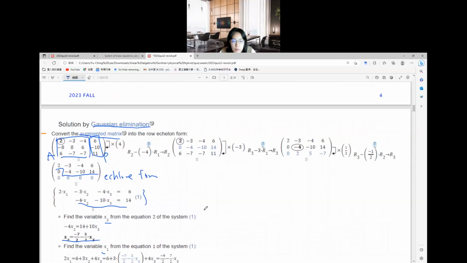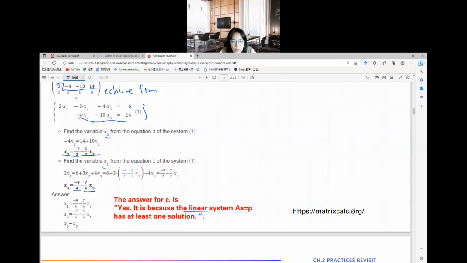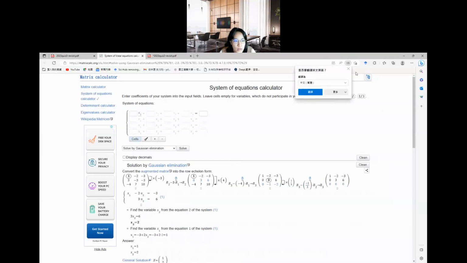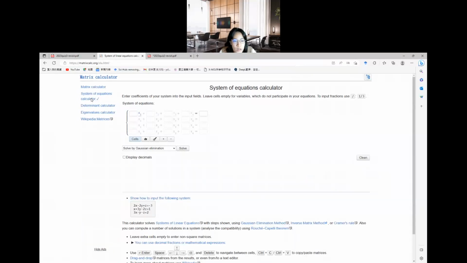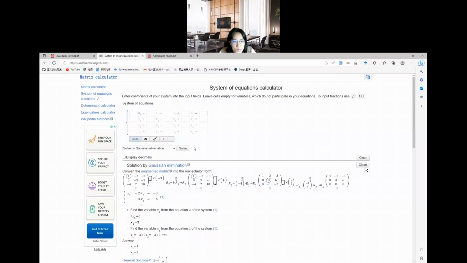The above Gaussian elimination requires computation by hand, but this one was computed through an online calculator. You can click on this link, and it will lead you to an online matrix calculator. Then you can choose the system of equations calculator, and that will compute the solutions of X for us.